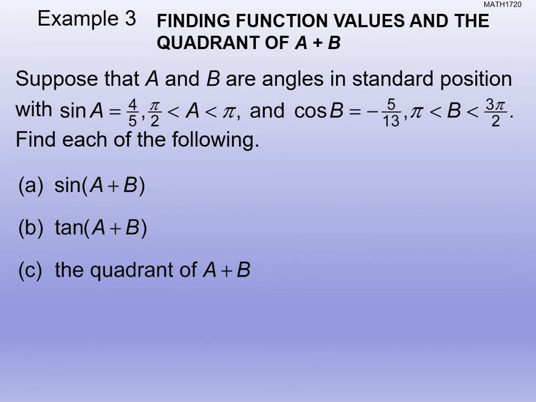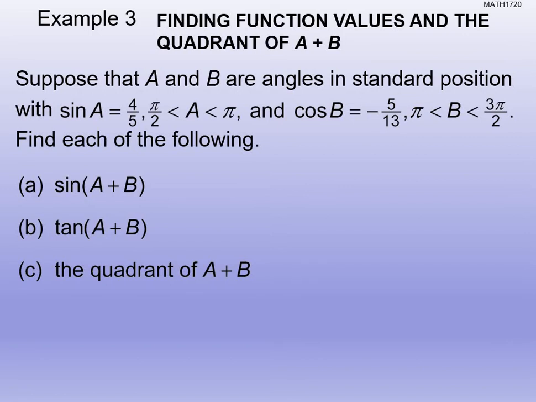Alright, it's a second quadrant angle, so sine is going to be positive there, so sine of A is 4/5, which is good. Then it says we're going to use cosine of B, and B has to be between pi and 3 pi over 2, so that puts us in the third quadrant, so cosine does have to be negative. Alright, so the third quadrant, because we're going to be between 180 and 270 if we're looking at degrees. So we want to find each of the following here.